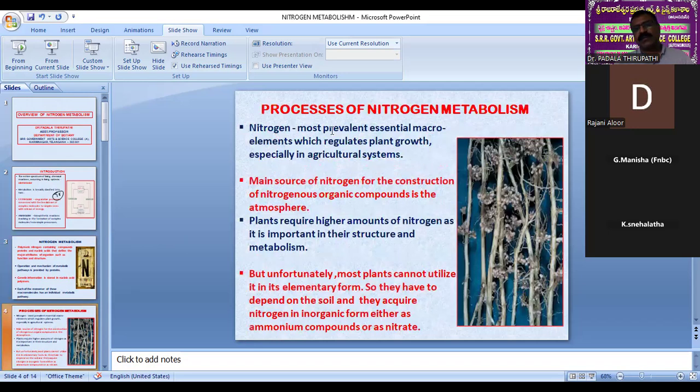Then which types of processes are involved in nitrogen metabolism? It is one of the most prevalent essential macro elements which regulates plant growth, especially in agricultural systems. Have we ever observed so many plants related to Leguminosae?